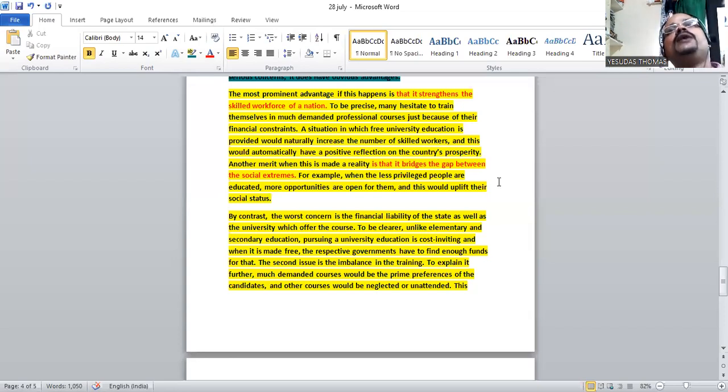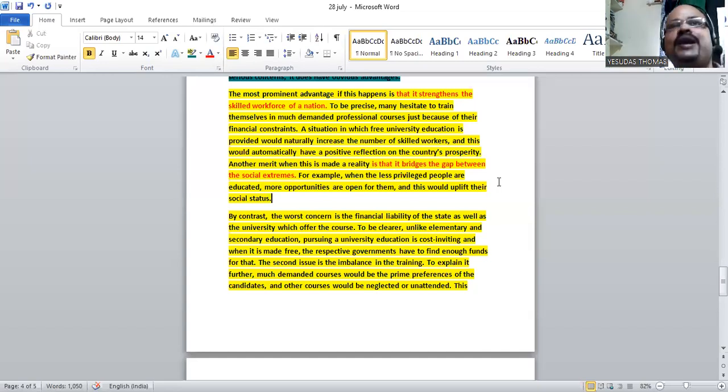So we consider educated people as civilized in the society. So we need to say that this person is educated, he is civilized, so I have to respect him. So there will be almost an equality, and equality is created among the people in the society, and this would uplift the social status of the underprivileged or the less privileged. And that's what we can say in the advantage paragraph.